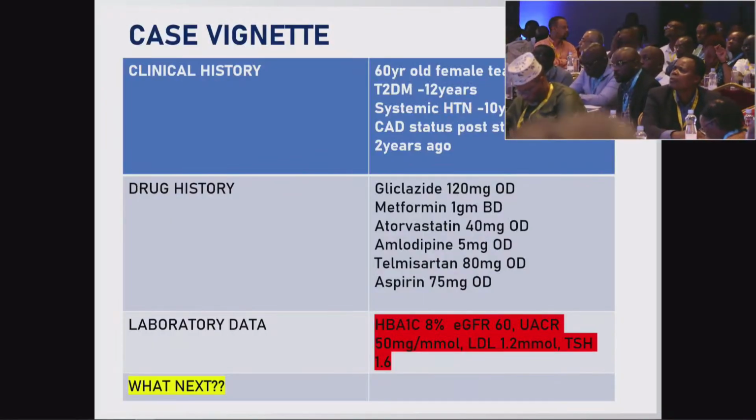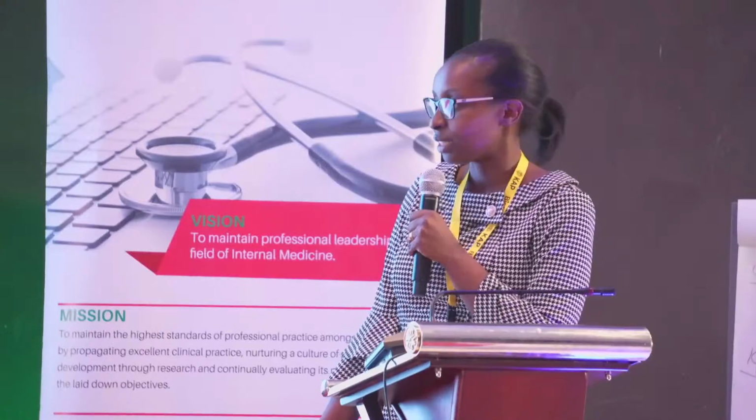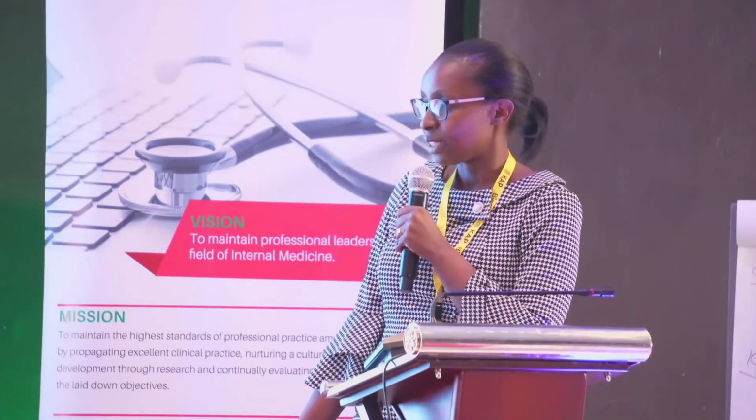So just to put us in the mood, and we'll discuss this at the end of the presentation, you can get a patient who comes, a 60-year-old female teacher who has had diabetes for 12 years, hypertension for 10 years, has had stenting to the LAD 2 years prior, is on gliclazide 120 milligrams once a day, metformin 1 gram twice a day, atorvastatin 40, aspirin 75, amlodipine 5, and telmisartan 80. Physical examination is essentially normal with good blood pressure control. But the key thing is that in the lab data, the HbA1c is 8%, eGFR is slightly reduced at 60, with an elevated UACR of 50, LDL is acceptable at 1.2 with a TSH of 1.6. So this is the kind of patient we get with the cardiorenal continuum, and you want to find out what else and how are we going to go about it.